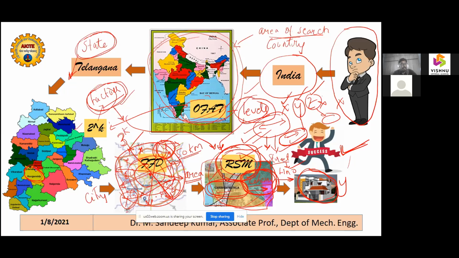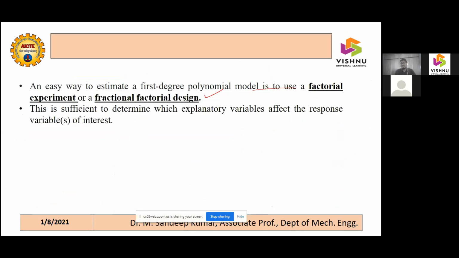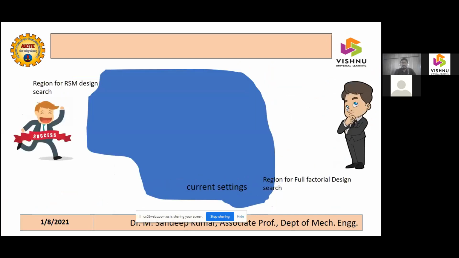So I hope I have gone through the length and breadth of RSM, and let us now see how RSM actually works. The same thinking of search and narrowing down the area comes up. The region where the full factorial search is done is the current setting. If you want some improvement in that, you can go for an optimum region for RSM design search.